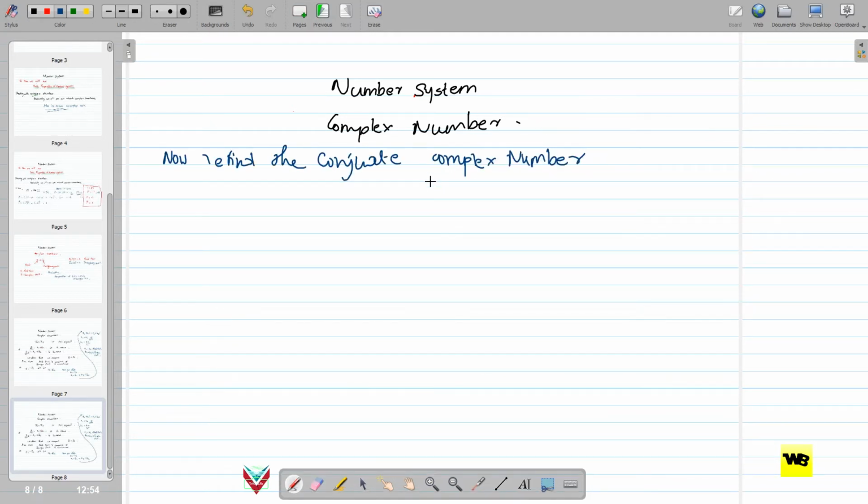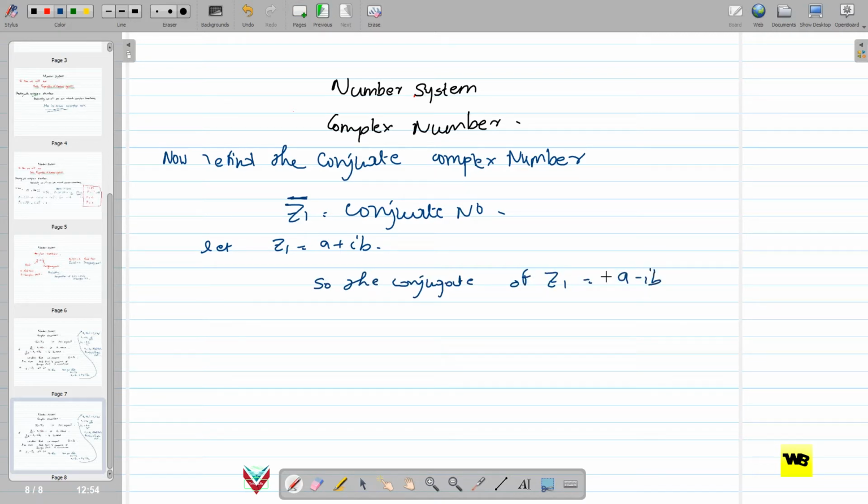Conjugate complex number. Basically, the conjugate can be denoted as Z1 dash or Z1 bar. Let us take Z1 equals A plus IB. So the conjugate of Z1 will be A minus IB. If a minus sign is there, we have to make it a positive sign. So conjugate is nothing but converting negative to positive.